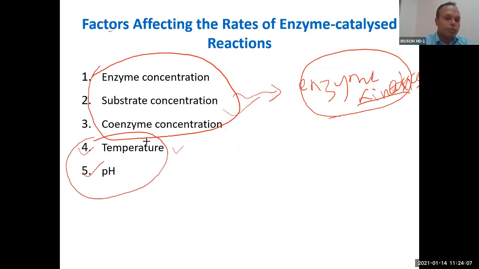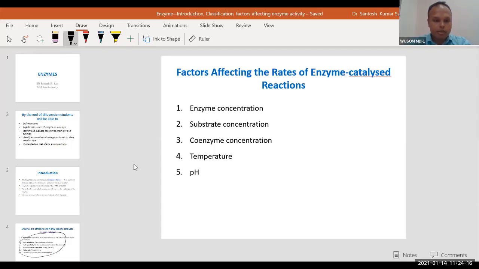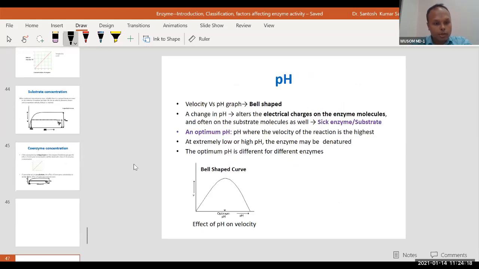These two are more important. You have to remember them, and they are very easy to remember. Okay, these are factors affecting enzymes. So is there any question?